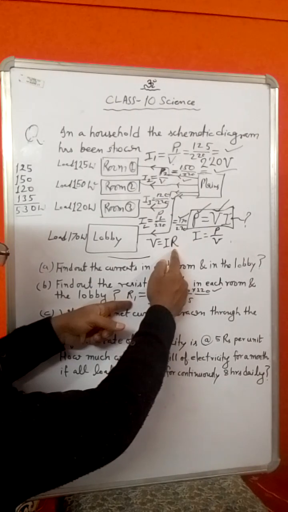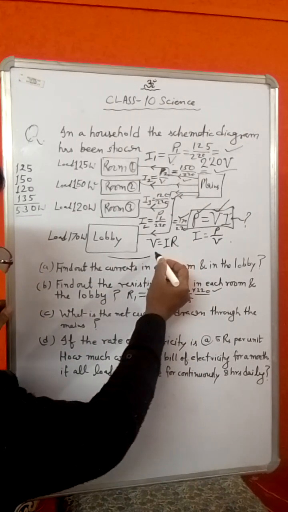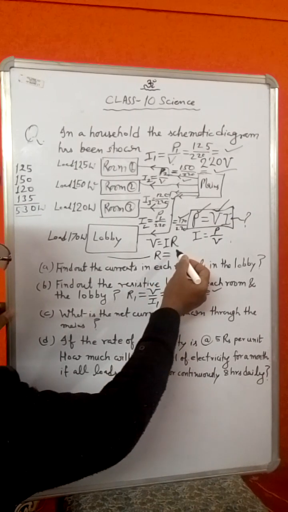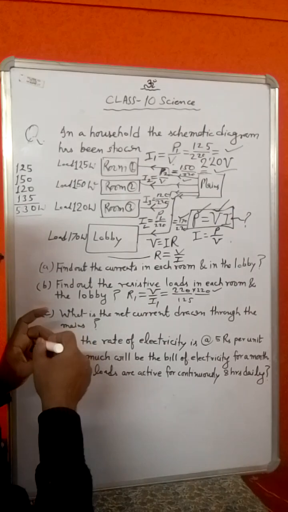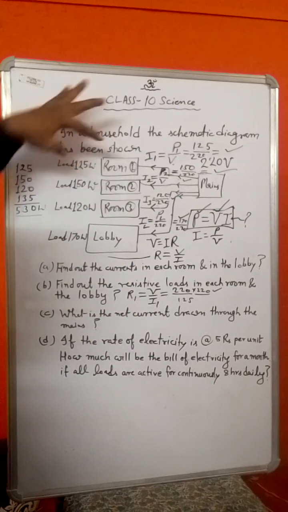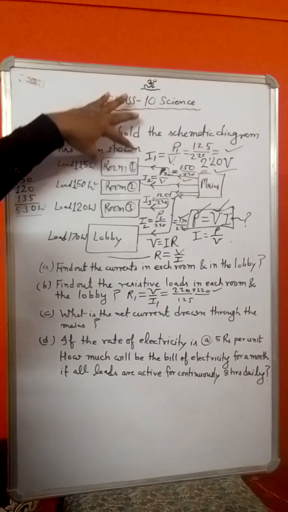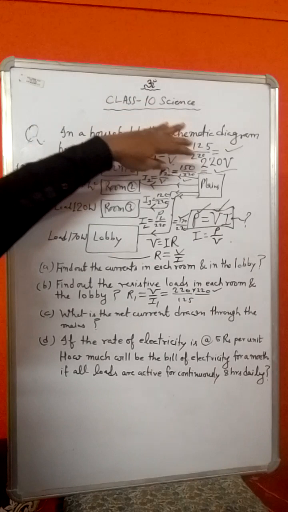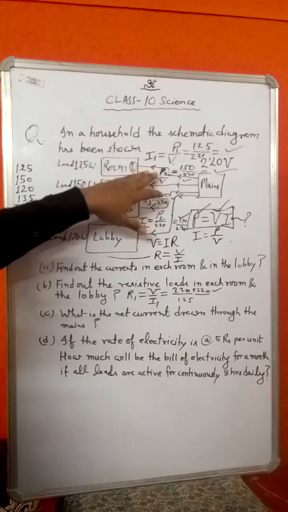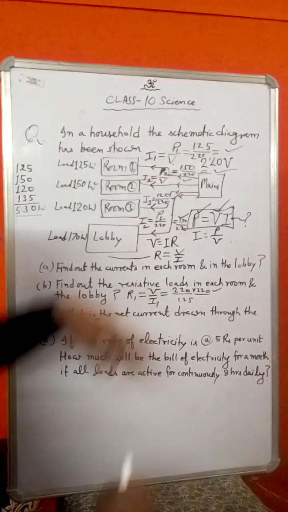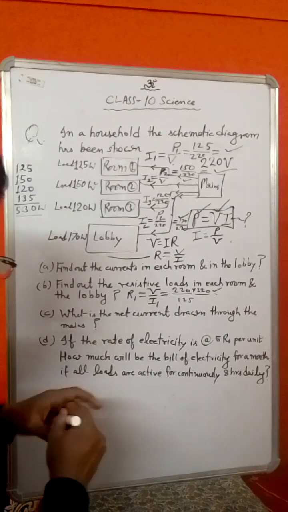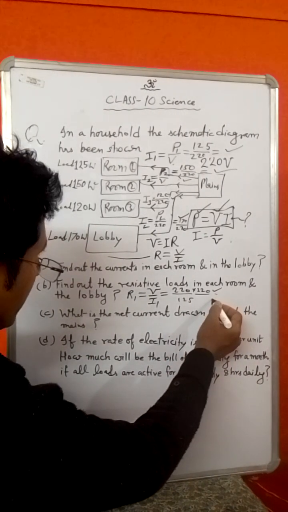If we have to find R, from this formula, R is given by V upon I. So R1 is equal to V upon I1. Now we know that the voltage on each room and the lobby is 220 volt. So R1 is equal to 220 upon I1. I1 we have already calculated, 125 upon 220. So finally we can find out the value of R1. Then similarly we can find out the value of R2.